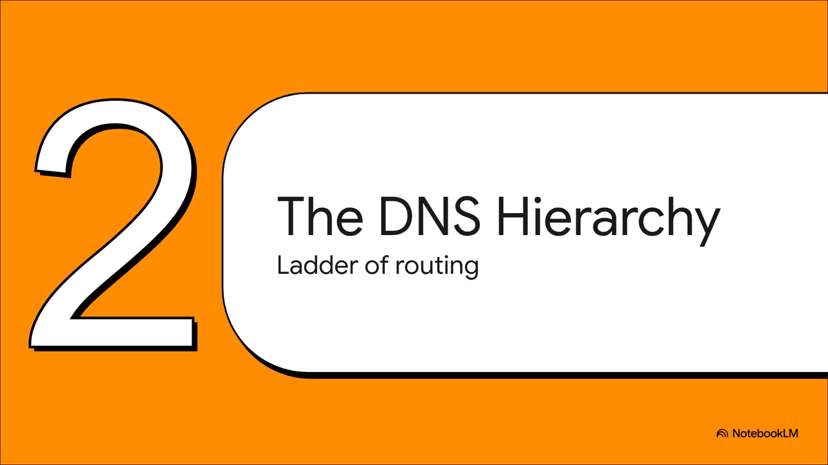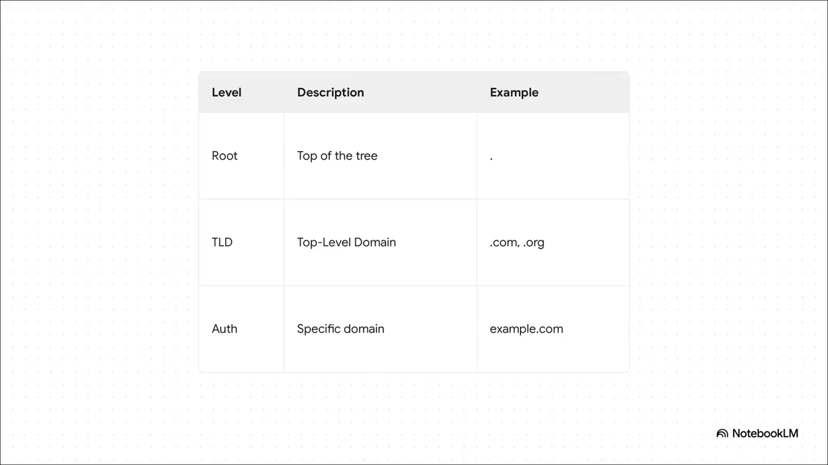Moving on to Section 2, the DNS hierarchy, the ladder of internet routing. To keep the whole internet from buckling under the pressure of all those requests, DNS essentially splits up the workload. Picture it like a ladder. Up at the very top, you have the root level, which is actually just represented by a simple dot. Stepping down, you've got the top-level domains, or TLDs. You definitely know these: .com, .org, .in. And finally, down at the bottom, we hit the authoritative level. This is the specific domain itself, like the example part of example.com. This exact chain of command is absolutely crucial. It's what lets the web scale on a global level.